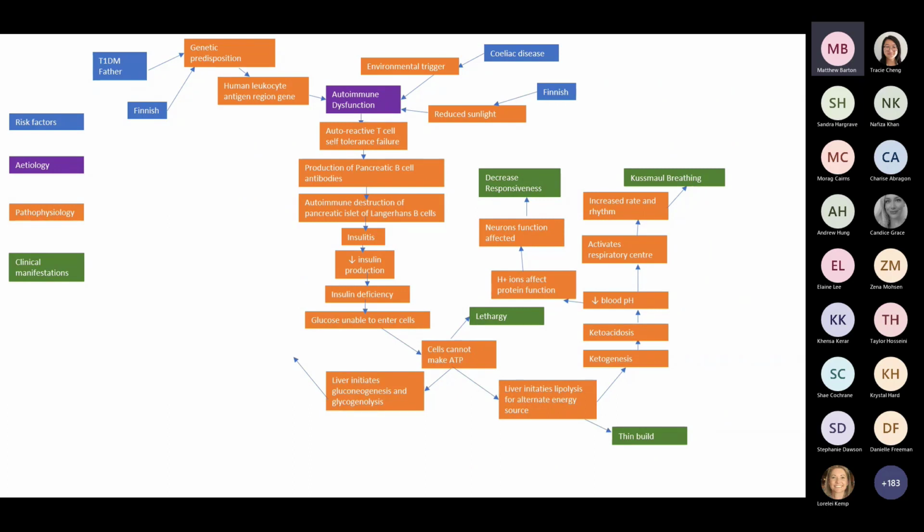I'm going to do more than 4 because there was more than 4 in this concept map or this presentation. But there you can see they're all separated from each other. They all don't come off just one point. And again, this is a very common way that students lose a lot of marks, because they have all of these, so they could have lethargy, thin build, decreased responsiveness, and Kussmaul breathing all off cells can't make ATP. Okay, and that's why they lose a lot of marks, because they haven't gone to the trouble of explaining each individual mechanism. Okay, moving on.